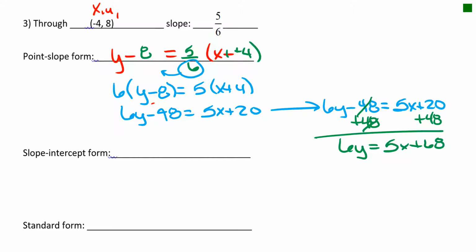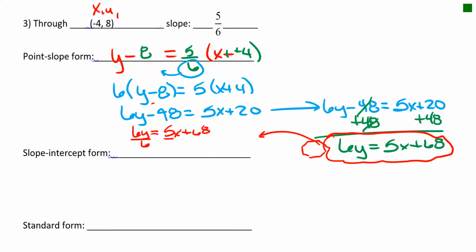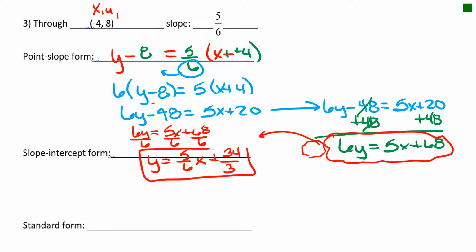Now, at this point, I'm going to do a little stop because I'm going to take this and manipulate it into slope-intercept. I'm going to do that by dividing by 6. So 6y equals 5x plus 68. To get the y alone, I'm going to divide everything by 6. So y is going to equal 5 over 6 x. 68 over 6, both are even, so I can divide by 2, 34 over 3. That's slope-intercept. I'm also going to go from this form to get it into standard form.